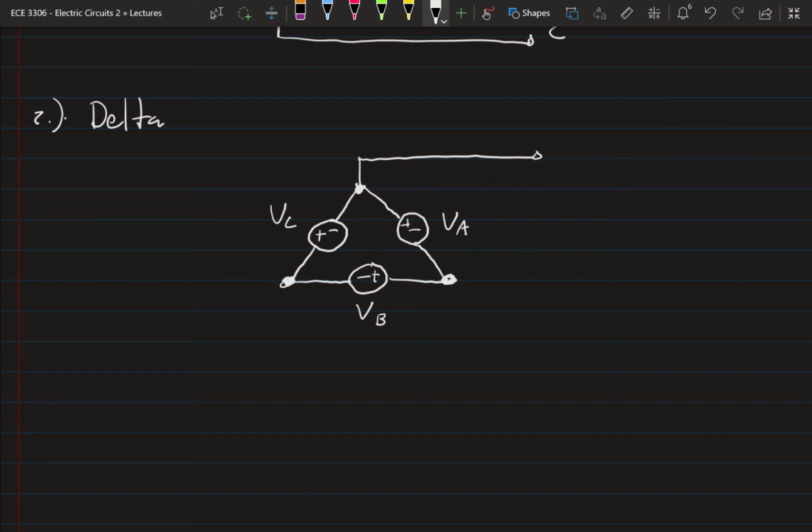So the node that's connected to the positive terminal of VA and the negative of VC is our A terminal. The node that's connected to the positive of B and the negative of A is our B terminal. And the node that's connected to the positive of C and the negative of B is our C terminal. So that is the delta configuration.